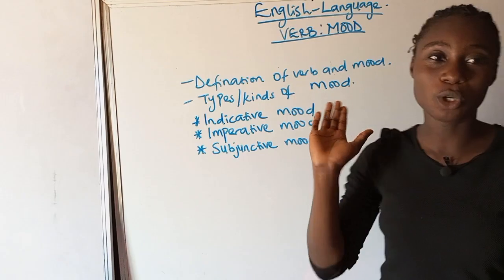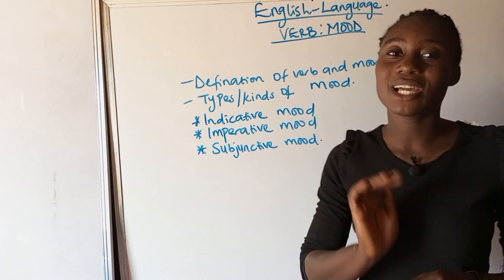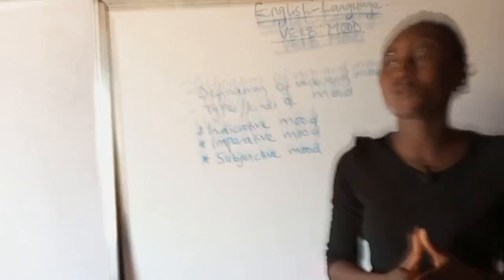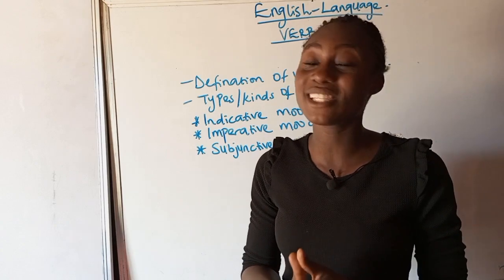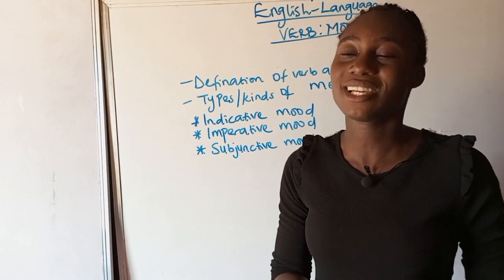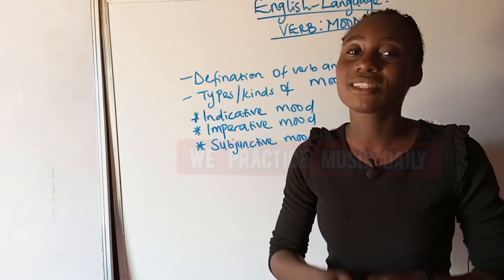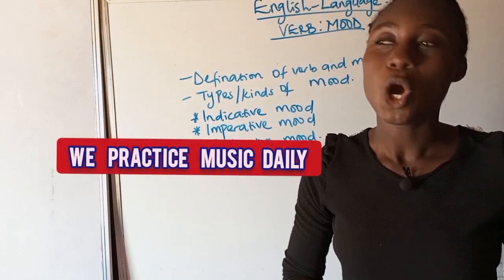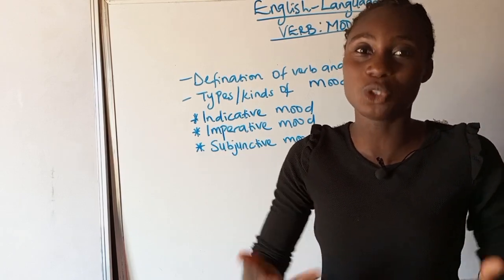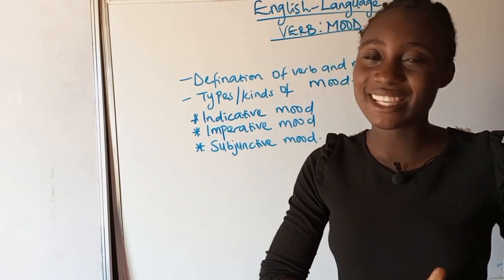Now, let's look at examples of the indicative mode. I'm going to start with statements of facts. We can say, Aristotle is a great philosopher. He's a Greek philosopher. That is a statement of fact, a statement of reality. Another example is, we practice music daily. This is a fact, something that is already done. No one can change it. Another example is, my sister likes singing.